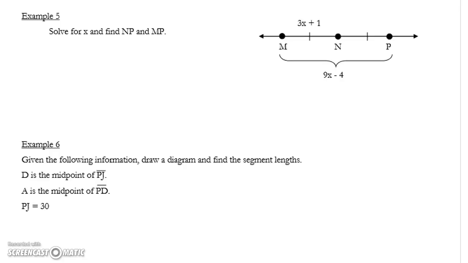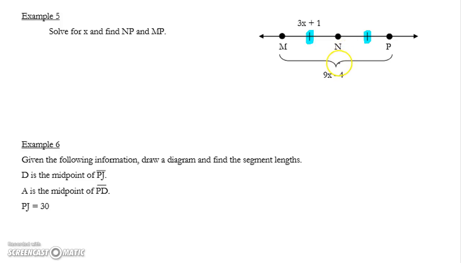Example 5 is another midpoint problem, but it's a slightly different setup for a couple of reasons. First, they never tell us specifically that it's a midpoint here. We have to be able to determine it's a midpoint from my diagram, specifically from the fact that these tick marks are showing that N is the midpoint. So that's the first step. Step 2 that's different is I haven't given you segment MN and segment NP. Instead, I gave you segment MN and the entire thing.